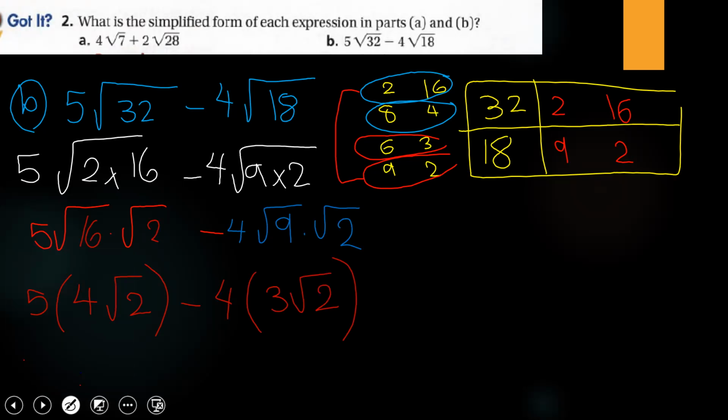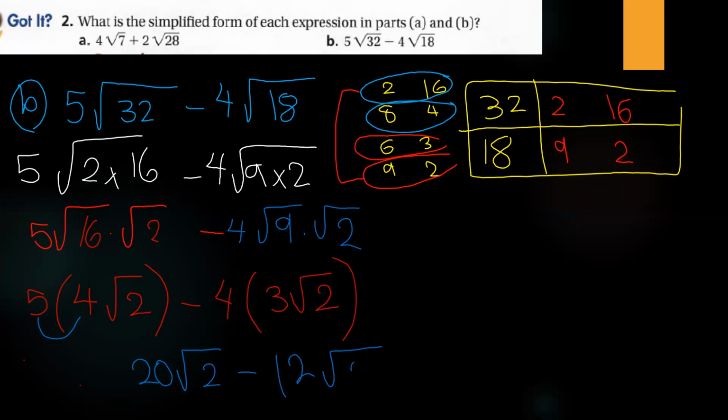20. Let's now multiply them. 5 times 4 is 20. 20 square root of 2 minus 4 times 3, 12. 12 square root of 2.